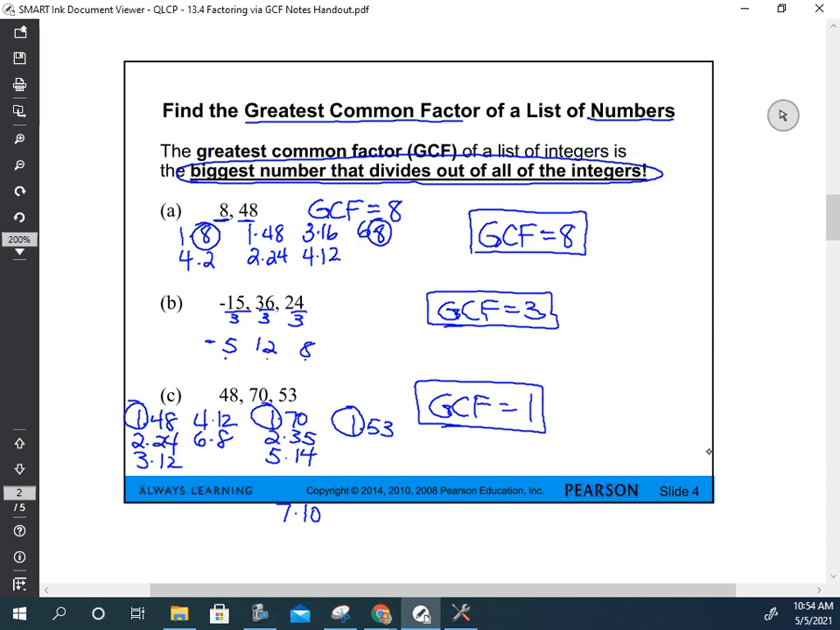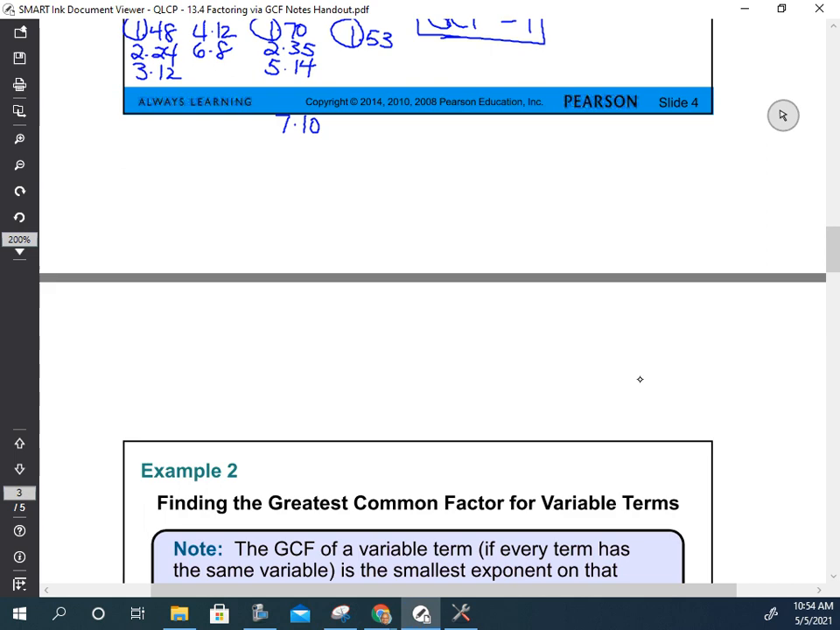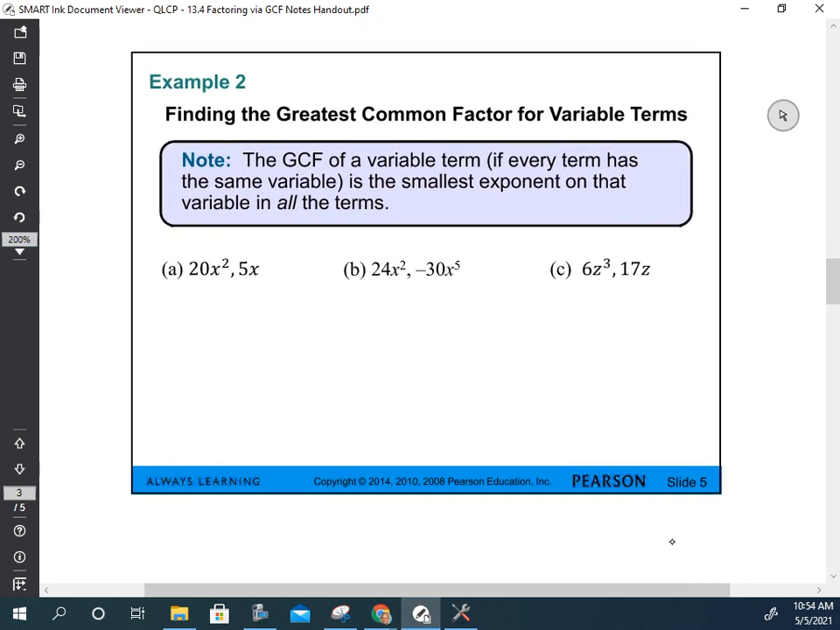Wait just a second. So, numbers is looking for the biggest number that works. Variables means they all have to have the same letter. So let's look at variables. Steve, I'll get to your question as soon as it pops up in the chat. So to find GCF, you can multiply or divide. You're looking for the biggest number that divides out of all your terms. So all the numbers you have, you're looking for the biggest number that divides out. So it is a division problem.